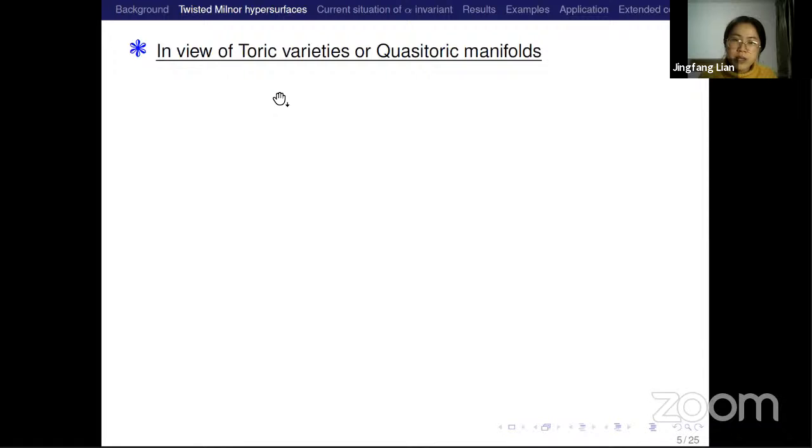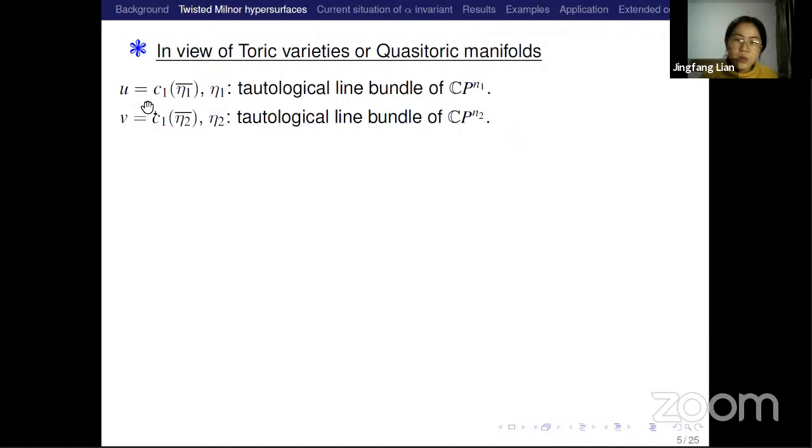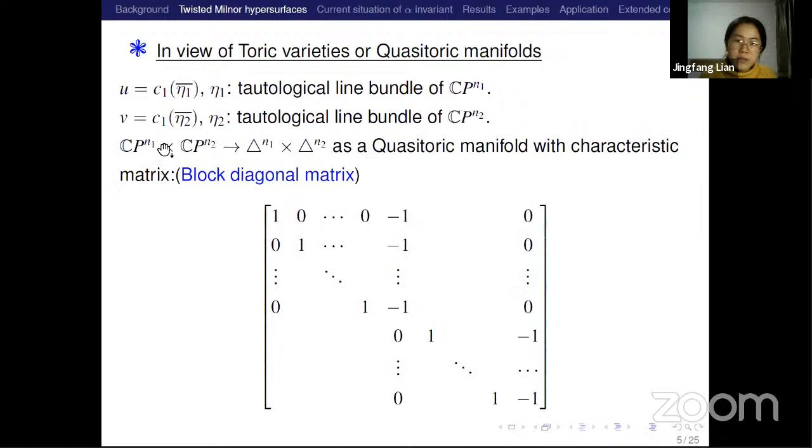In fact, a projective bundle can be viewed as a toric variety or quasi-toric manifold. For the trivial one, u and v, as we all know, are just the first Chern classes of complex line bundles, where eta 1 and eta 2 are the tautological line bundles over the corresponding projective spaces. And CP^N1 times CP^N2 can be viewed as a quasi-toric manifold with the following characteristic matrix, which is a block diagonal matrix. Each block is a characteristic matrix of a projective space.